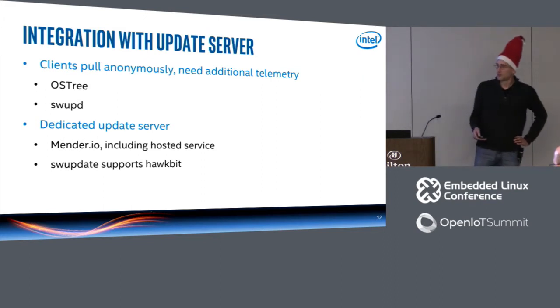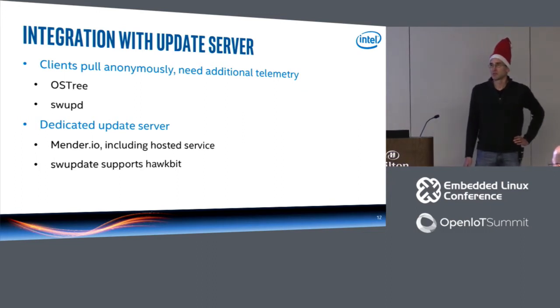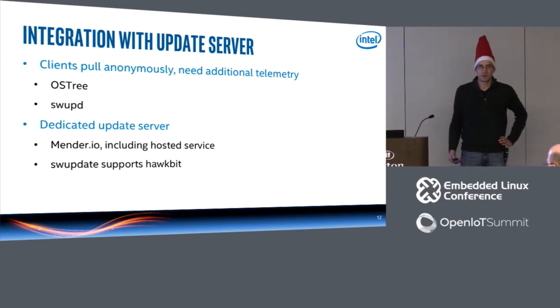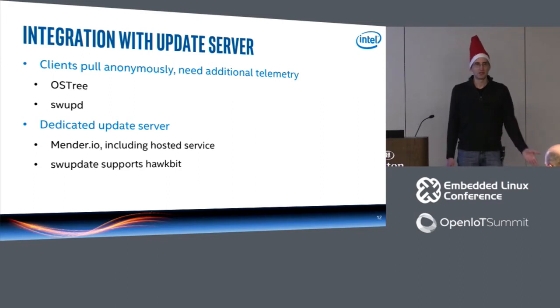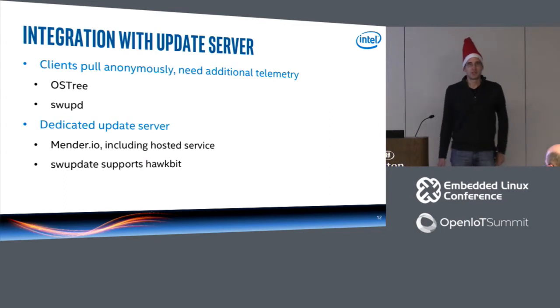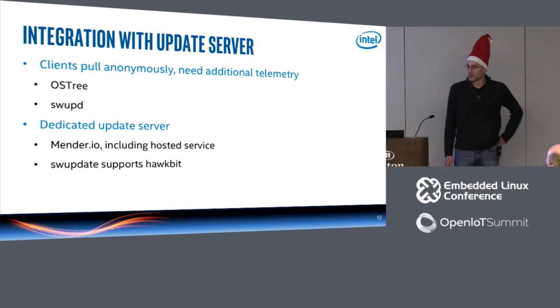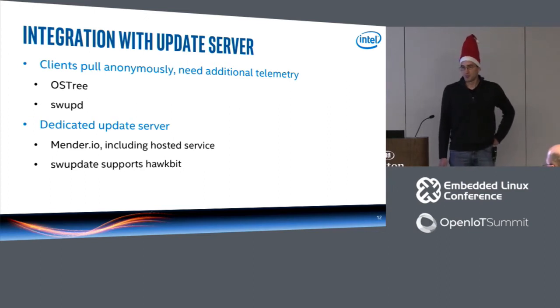And the fourth point, as I said, that's a bit less technical. It's a bit more about the use cases. If you have a large number of devices, you may want to do things like updating only a subset of those. And that relies on being able to tell what device is currently trying or checking for an update. And that's not guaranteed. For example, OSTree and definitely swupd, they just work with a server, and the client checks for an update anonymously.